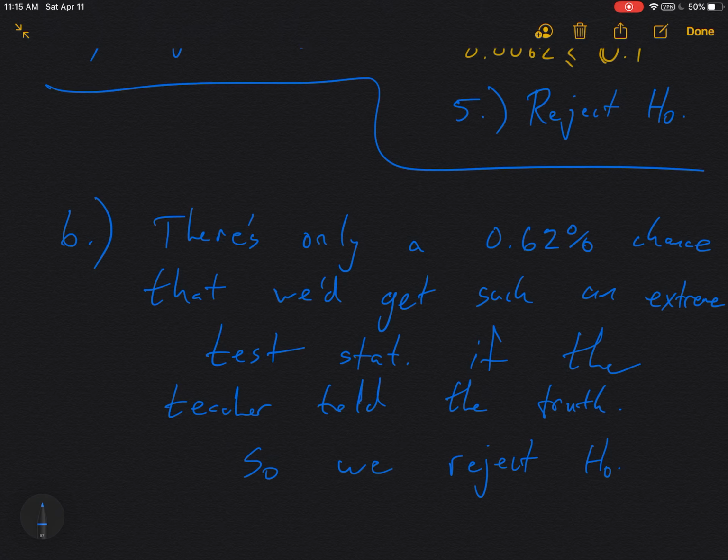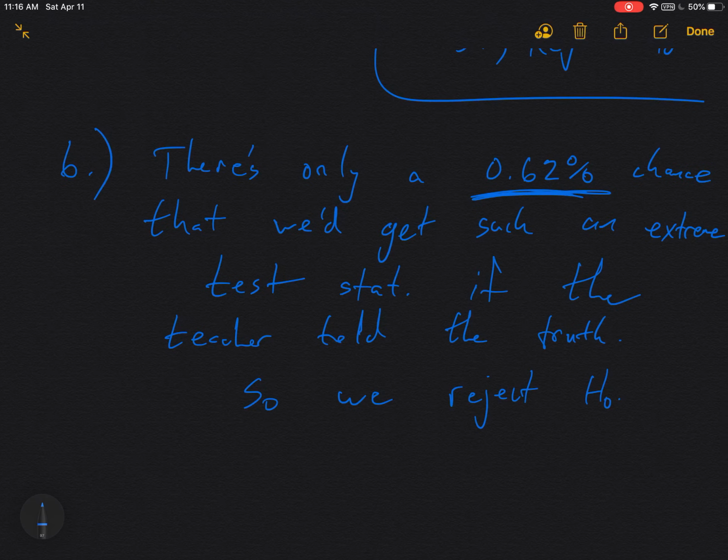So in other words, what we've done is the teacher said the average was about 75. What we did is we sampled 9 people, and we got a significantly higher average just from that random group of 9 people. There's only a 0.62% chance that you would get from a random group of 9 people an average as high as the one that we got if the teacher was telling the truth. So therefore, we're going to reject the null hypothesis because there's a very low chance that we would get such an extreme result if the teacher were telling the truth.